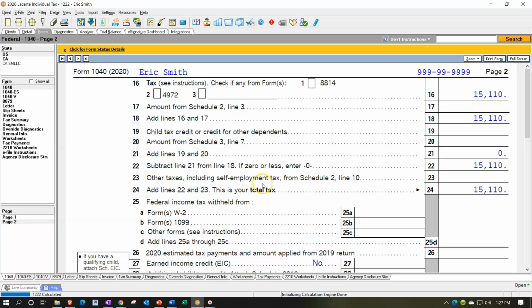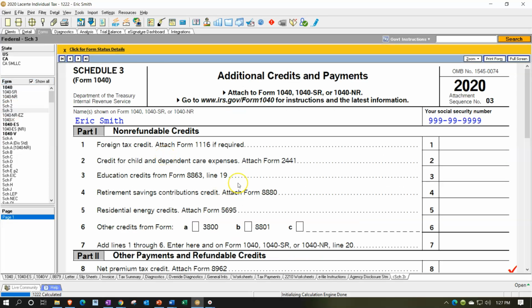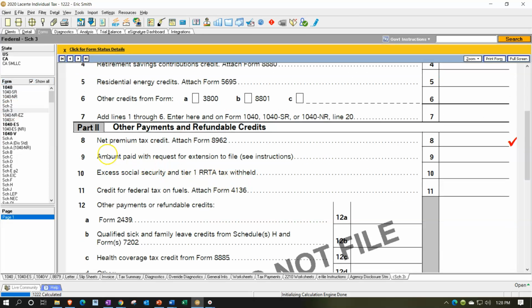Then going to page 2, we have the tax calculated. Now we're going to be considering the premium tax credit, and that's going to be on Form 8962, and then it's going to be pulling through to Schedule C, Part 2, right here on line 8 for the net premium tax credit, and that's going to be coming from Form 8962.